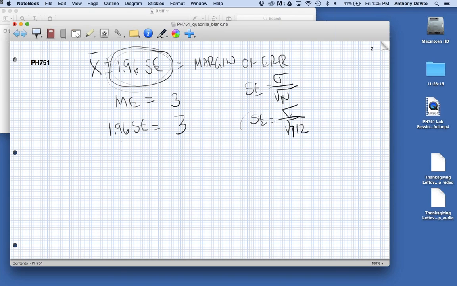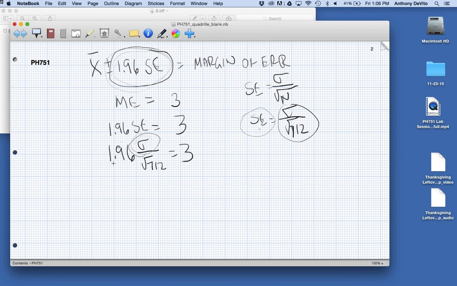Okay, so now let's see what we can derive from this. Let's substitute this in for our standard error. So we have 1.96 times the standard deviation of the population over the square root of 712 is equal to 3. Now we have an equation that has only one unknown. We don't really know the population standard deviation, but once we get into a very large sample size, we have a pretty good idea of what it is. So I'm going to assume that this is pretty close to the population standard deviation.